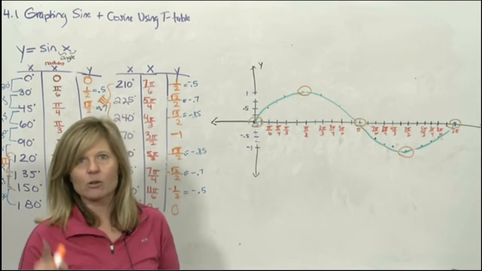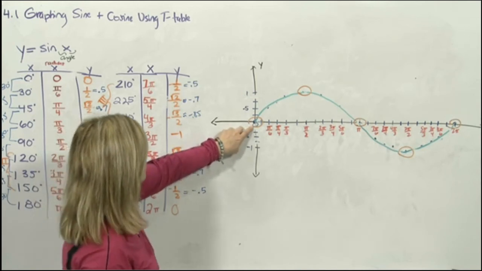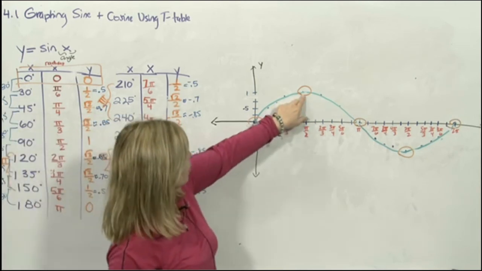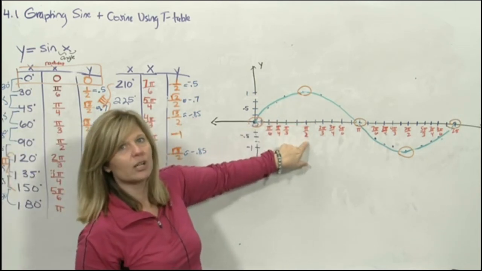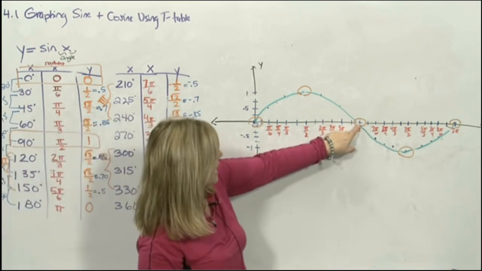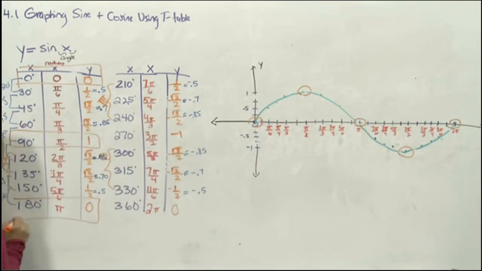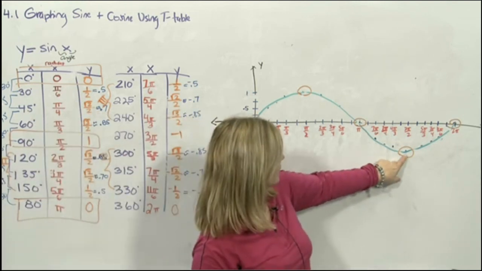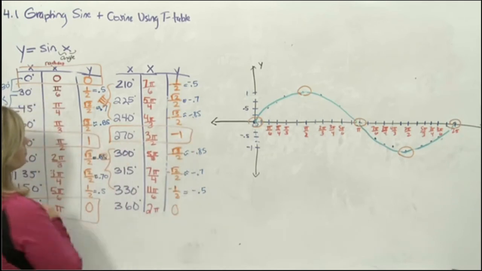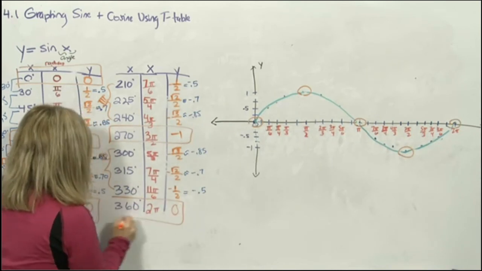Now let's look at the angles that correspond to those 5 points. Well, this angle is at 0. This high point is at pi over 2, which is how many degrees? 90. This x-intercept is at pi, which is at 180. This min low point is at 3 pi over 2, which is 270. And this ending point is at 2 pi, which is 360.